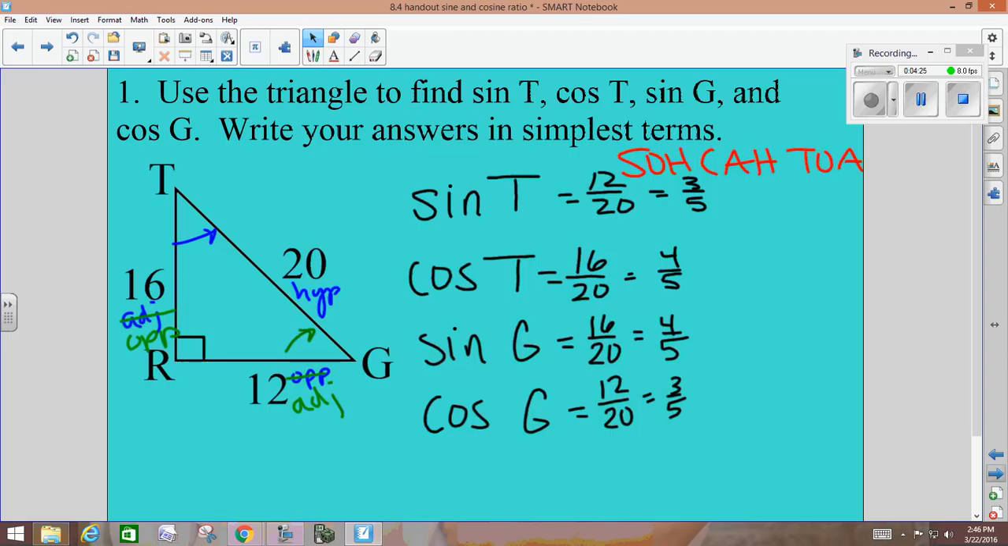Half of your quiz is that. Just writing the ratios and making sure they're in simplest form. So like 2 questions like that.